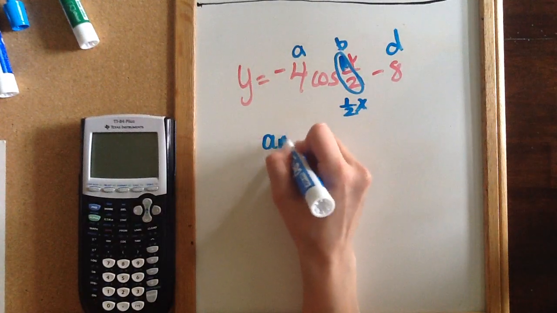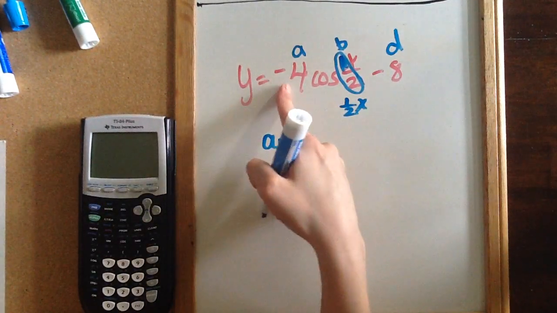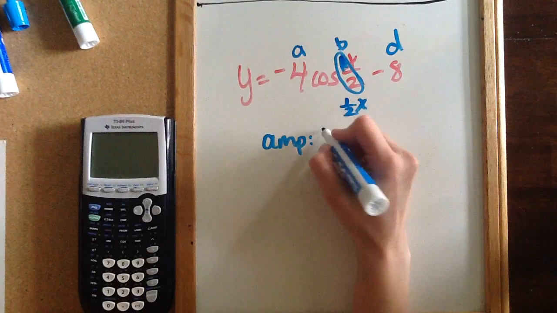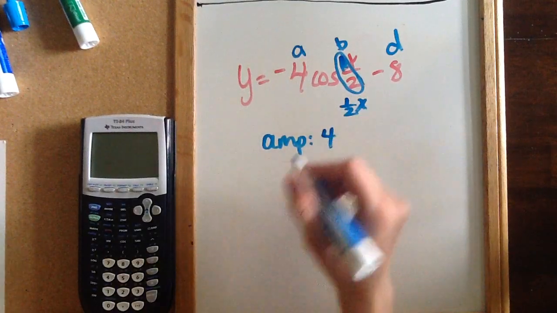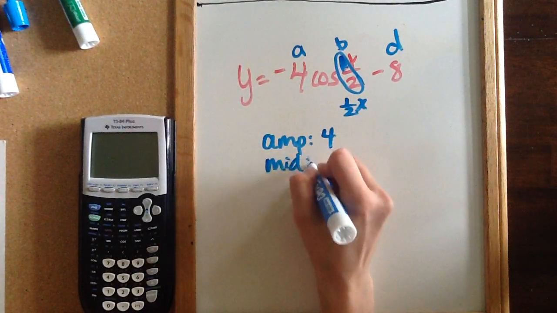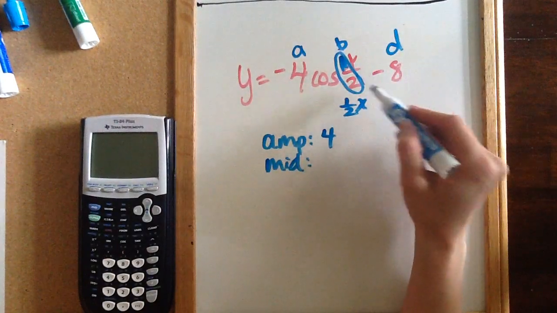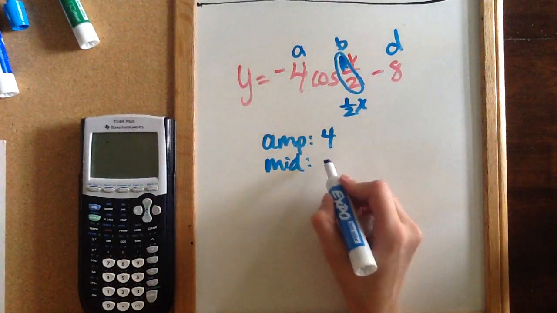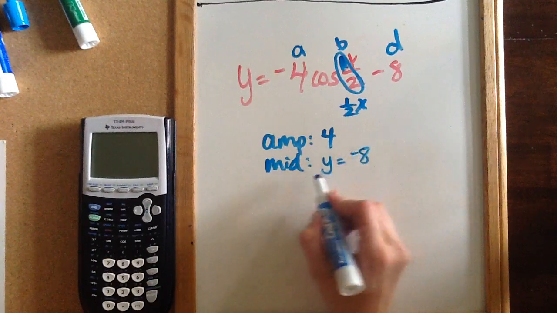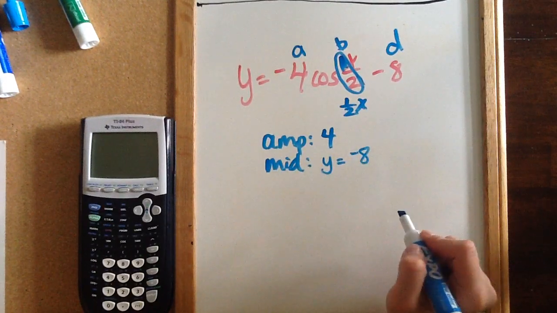So the amplitude is 4. It's not -4 because your amplitude is always positive, so I just say the amplitude is 4. The midline is the d value. It's being added or subtracted outside of the cosine, so I'm going to have y equals -8. Remember, we're using y equals to describe the midline.